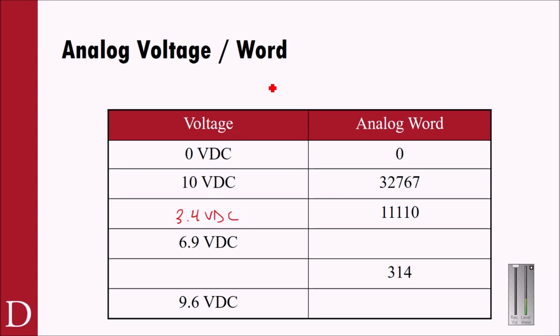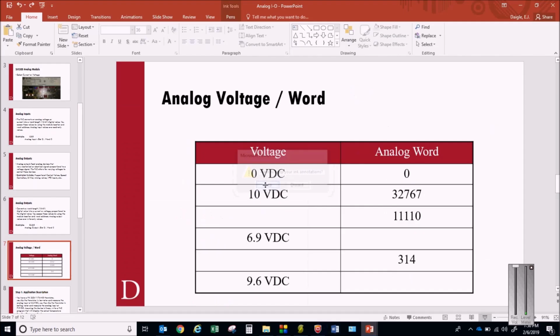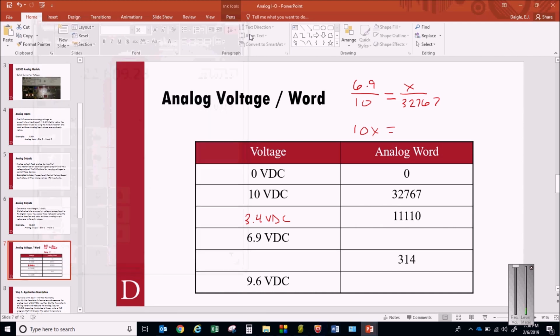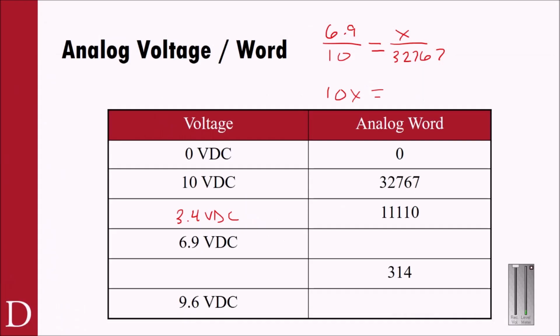Now the next one here is 6.9. So let's do that 6.9. 6.9 is to 10 as some value is to 32,767. Now I hope that doesn't screw anybody up. I actually flip-flop these, right? But it's the same thing. It's 10x equals, and I'll need my calculator this time. Keep my annotations here. Go back into my calculator. We go 32,767 multiplied by 6.9. I get that number, and I divide that by 10, and I get 22,609. So let's put that guy on here, 22,609.